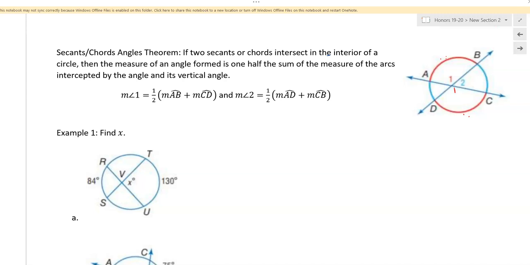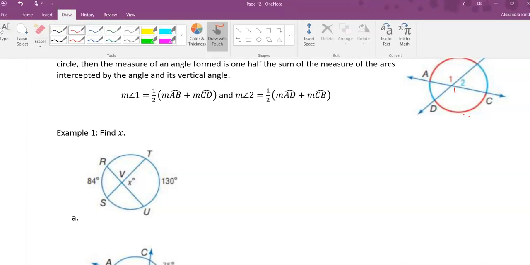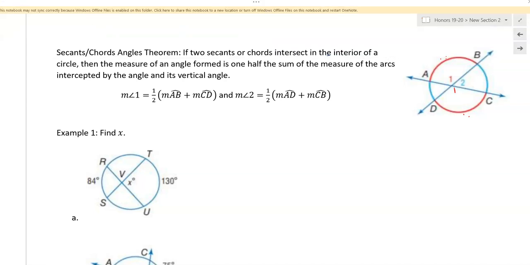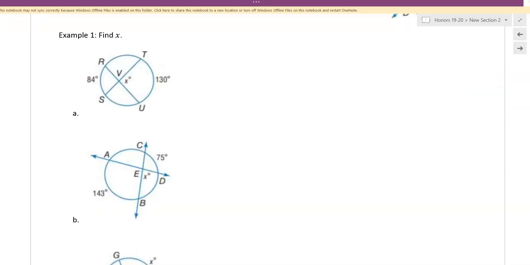Same thing for measure of angle 2. This would also be the same angle. They're those vertical angles. And so I add up their intercepted arcs and cut them in half to find the measure of that angle. Alright, let's look at example 1.